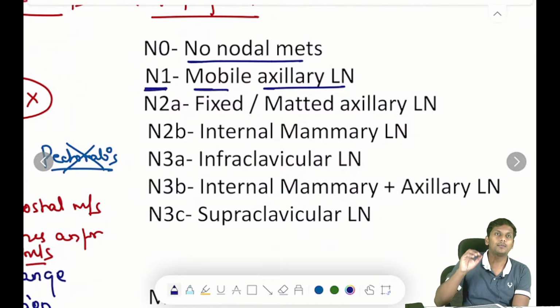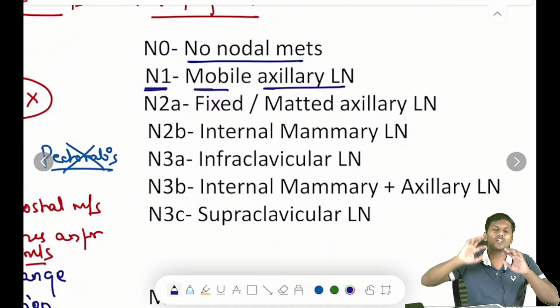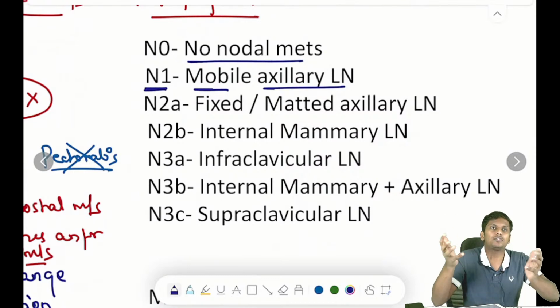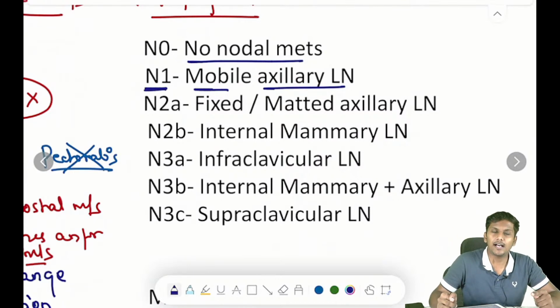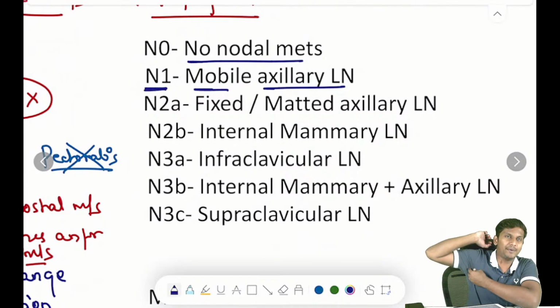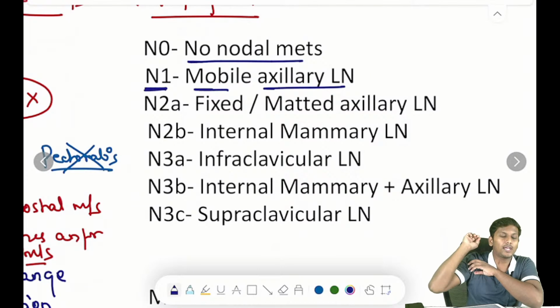So N1 means mobile axillary lymph nodes. What do I mean by this? Whenever the cancer spreads to a lymph node, what happens to the size of the lymph node? Definitely the size is going to increase. There will be lymph node enlargement, or we can call it lymphadenopathy. When there is lymph node enlargement, you will try to palpate the lymph node and check the size. It will be increased.